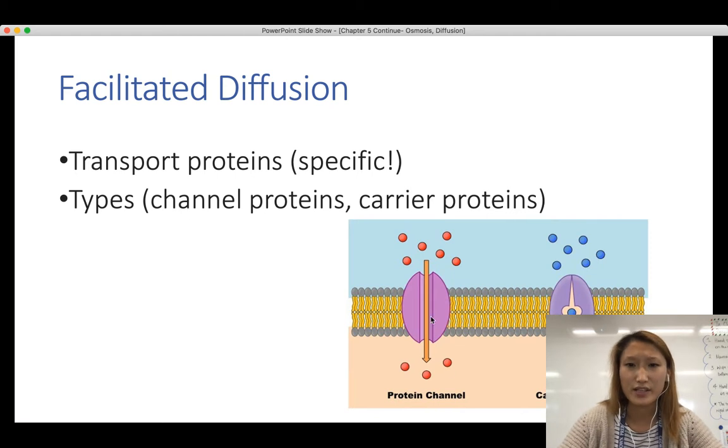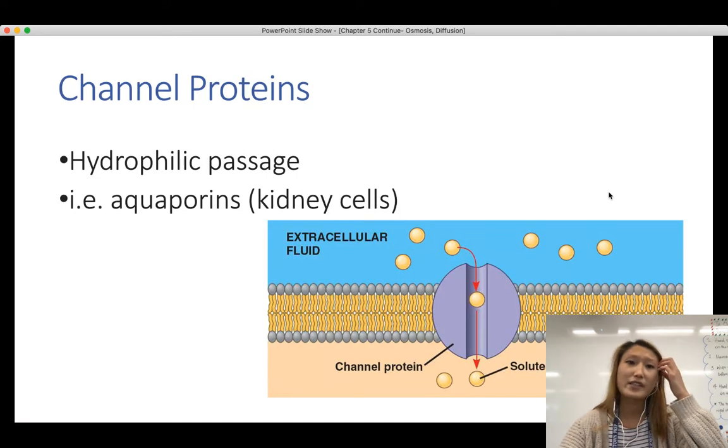We have the channel protein, as you can see. There's a channel going all the way through this transmembrane protein. And then we have this carrier protein that we'll talk about a little bit more later. So let's take a look at channel protein.